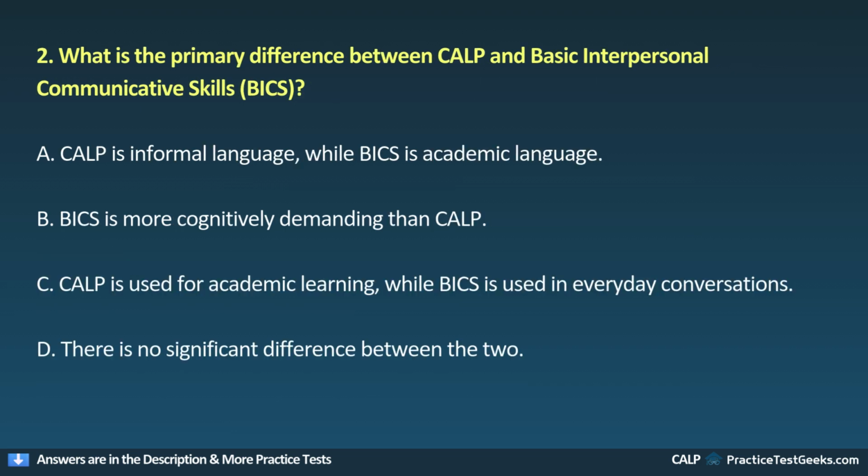2. What is the primary difference between CALP and basic interpersonal communicative skills, BICS? A. CALP is informal language, while BICS is academic language. B. BICS is more cognitively demanding than CALP. C. CALP is used for academic learning, while BICS is used in everyday conversations. D. There is no significant difference between the two.